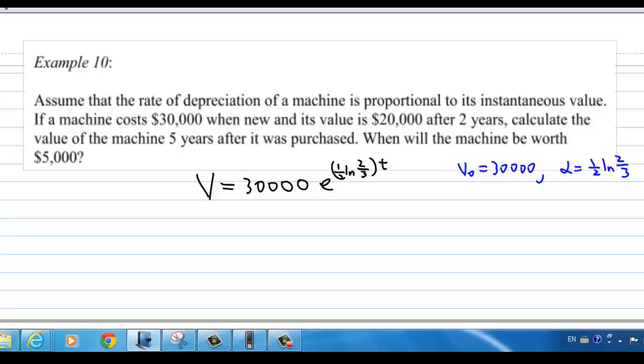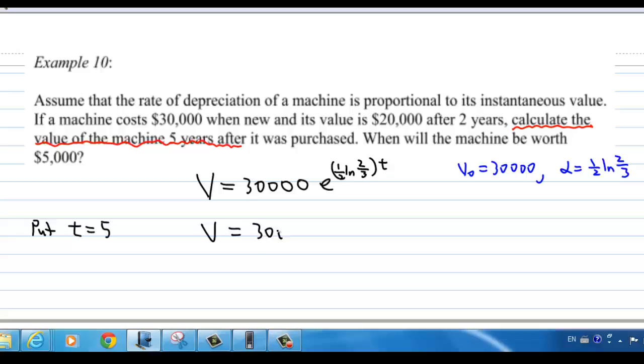We can do calculation now. What we're going to do is calculate the value of the machine 5 years later. Since we know V equal to 30,000 times e power (half ln 2/3) t, we put t equal to 5. We get V equal to 30,000 times e power (half ln 2/3) times 5. Press the calculator. You get the value approximately 10,886.62.